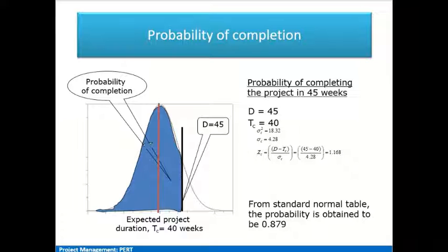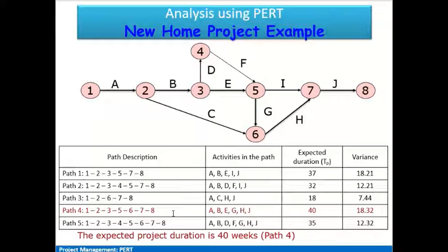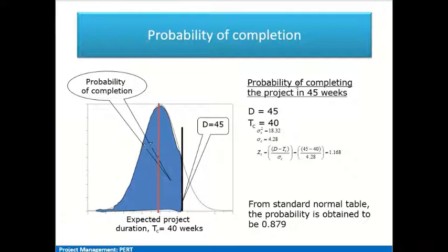So based on these three estimates, using the formulas for the expected time duration given by this and the variance given by this, we calculate the expected activity duration. Based on that, we can identify the maximum duration path, and that is the critical path, which also represents the project completion duration. And then we can also calculate the probability that within a particular time frame, how much probability exists to get the project completed.